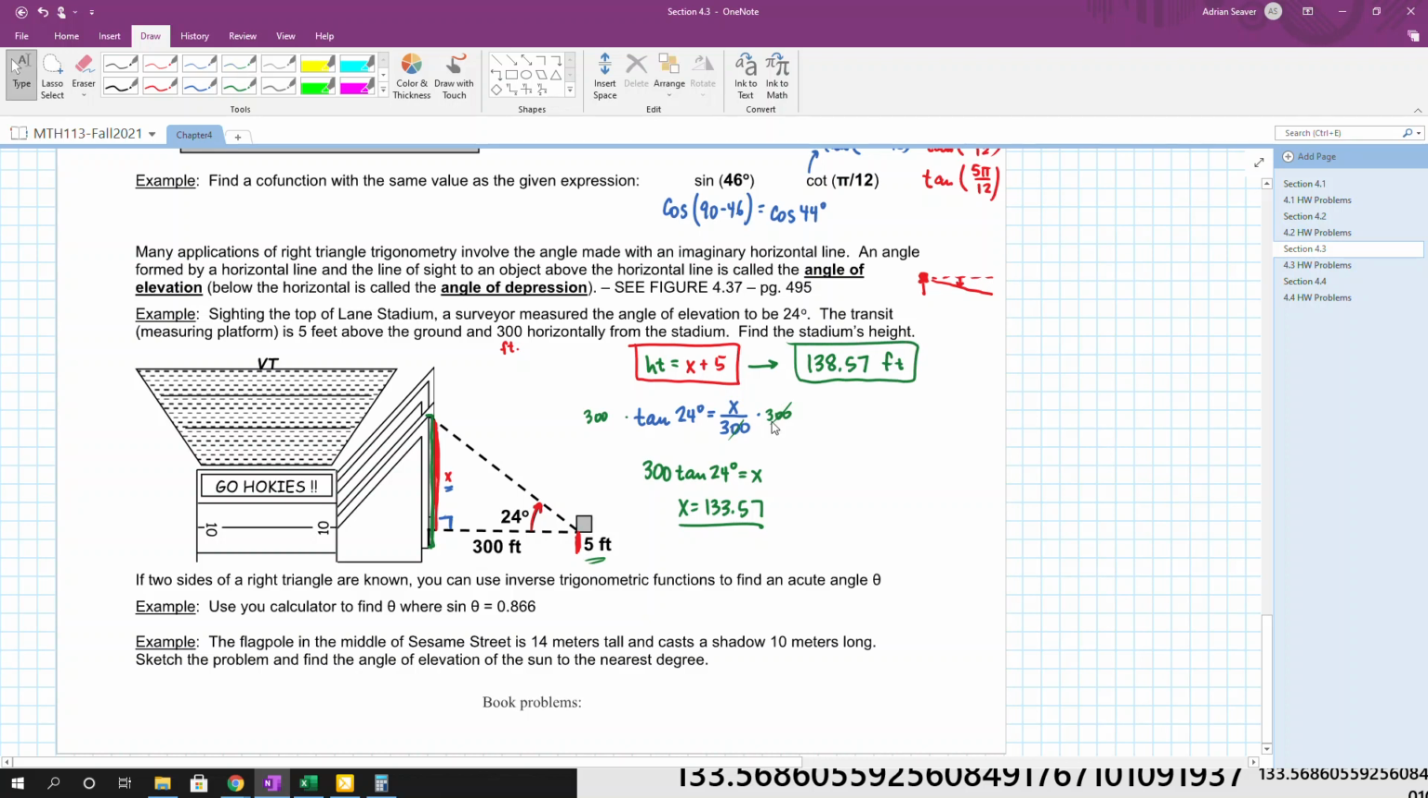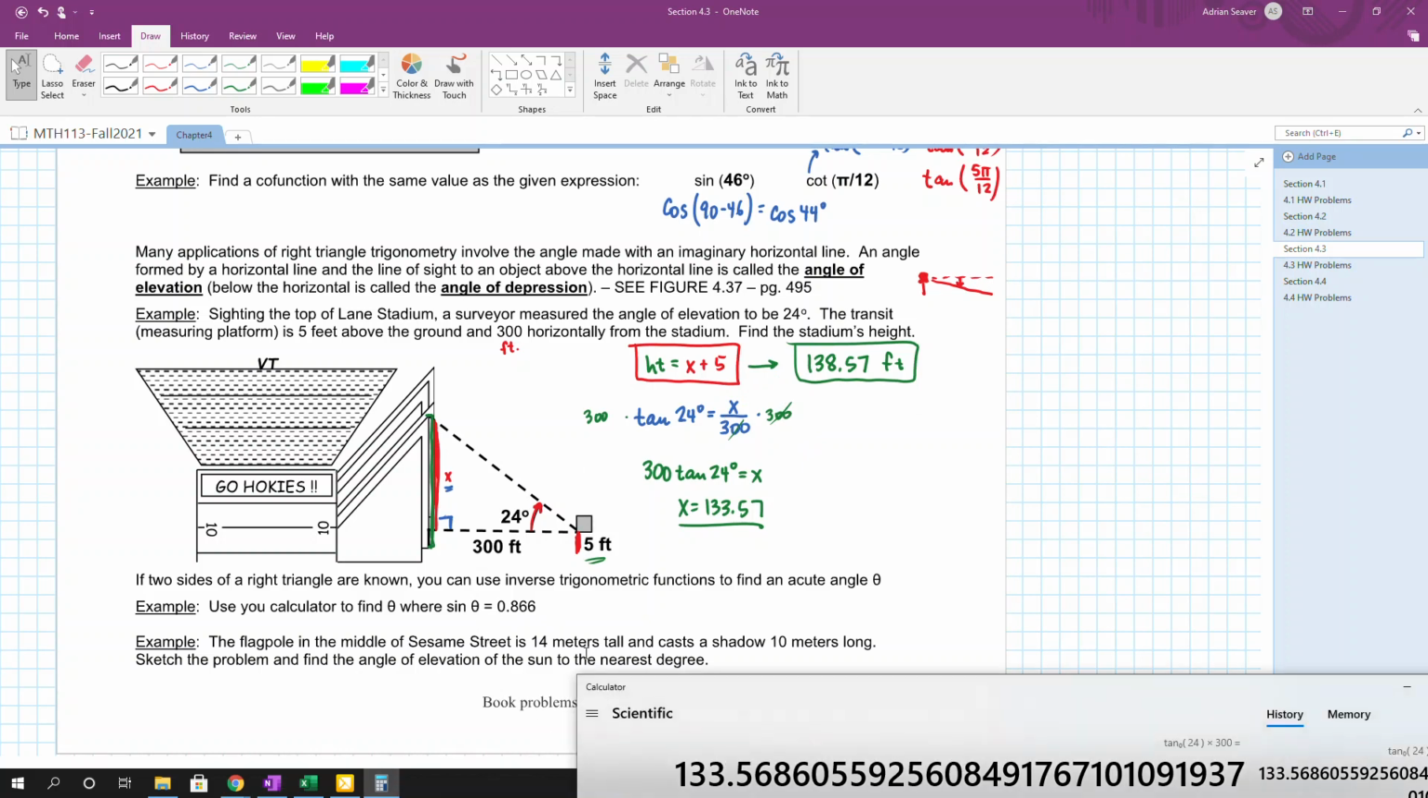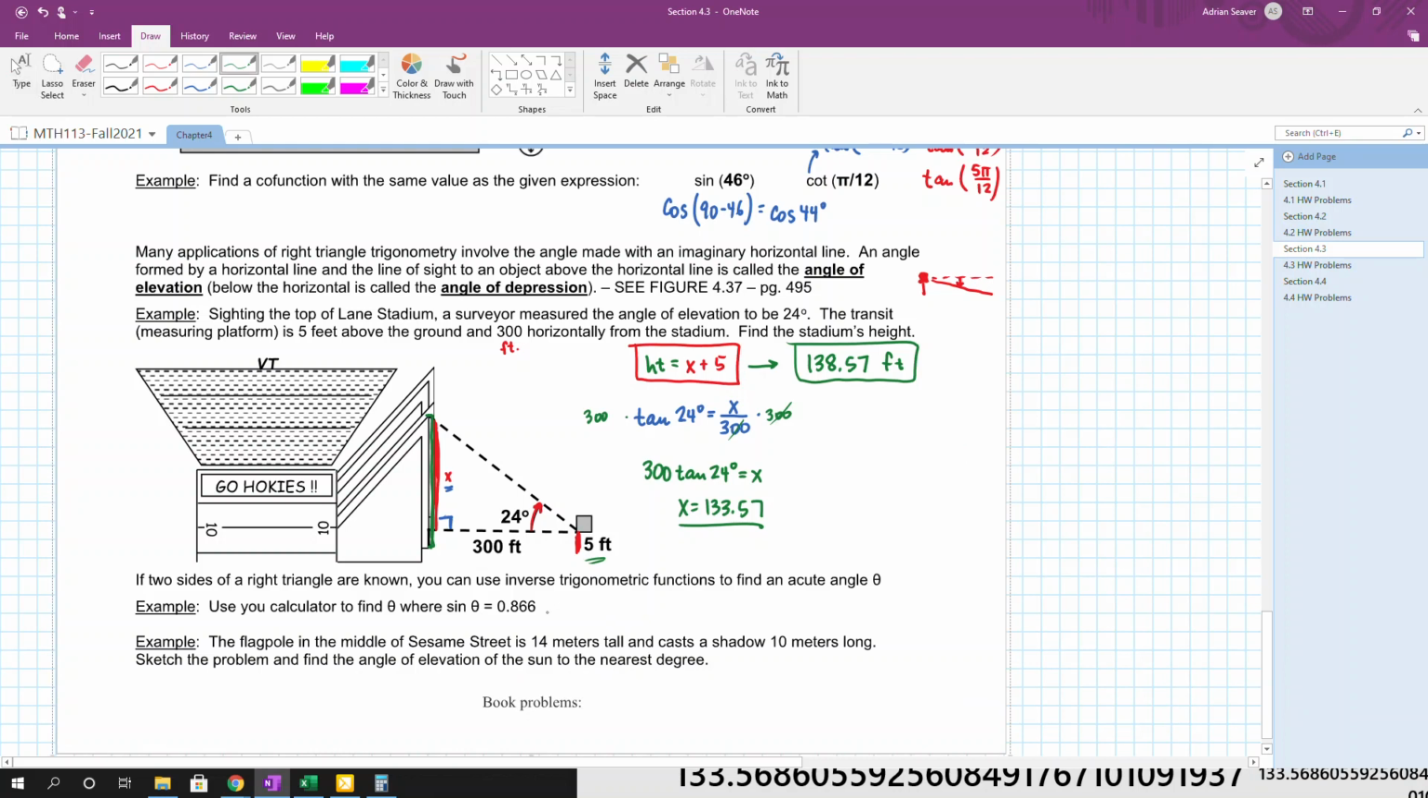You see that sometimes. So anyway, kind of interesting, it gives you an example of how triangles and these measures, opposite and adjacent and all that, are used. The last couple of things I'll point out here: the next example says use your calculator to find theta where sine theta equals 0.866, because you're going to see this in the homework. It's not really covered until a later section.